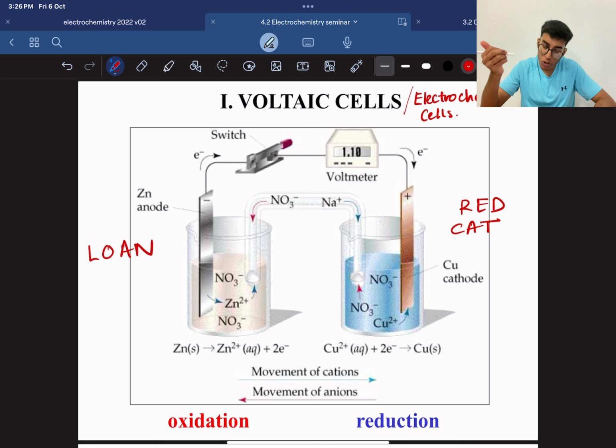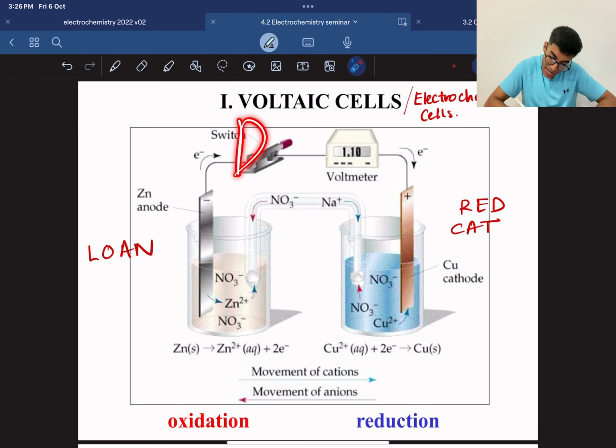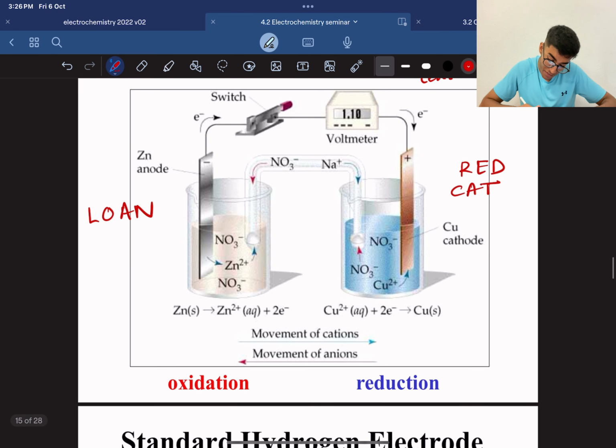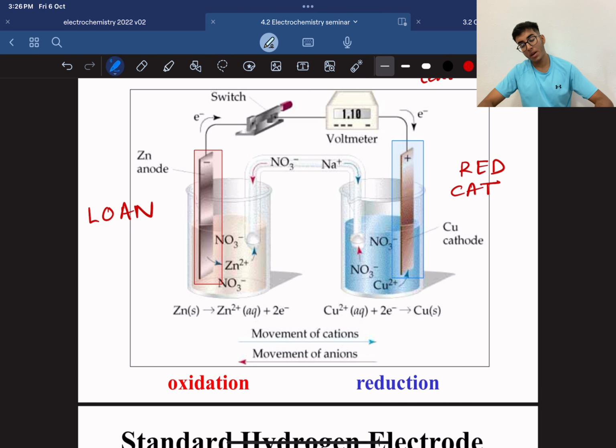Now let's look at this. This is the most simple form of an electrochemical cell and it's also famously called the Daniel cell. I don't know why it's called that, but it's called that. Okay? Now, what do we see here? On the left side we have our anode. And on the right side we have our cathode. Okay?